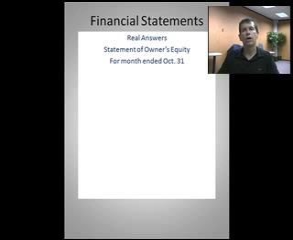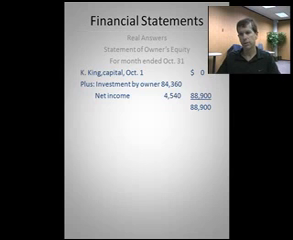Okay, so again, I said that it attempts to explain how ownership changed from the start of the period to the end of the period. So logically, a statement of owner's equity is always going to start with what the ownership was at the beginning of the period, or capital. Capital represents ownership in a sole proprietorship like this. So we're going to start off with our beginning capital, and this is a brand new company, as it indicates in exercise 1-14. It's a brand new company. And the owner's name is King.